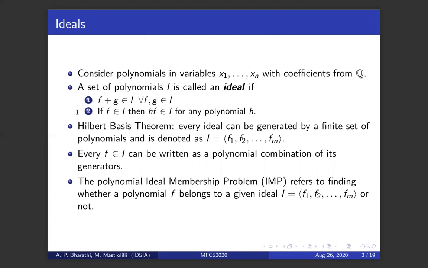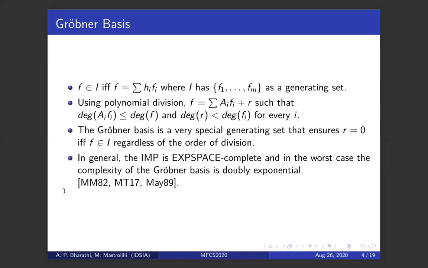The polynomial ideal membership problem, or the IMP for short, is a well-known and fundamental problem that tests if an input polynomial f belongs to an ideal I, given the generators of the ideal. One way to test if f belongs to I is by using multivariate polynomial division. So we divide f by all the generators until we are left with a remainder polynomial r. Now, if it so happens that r is 0, then we see that f is a polynomial combination of the generators, so f must belong to the ideal.